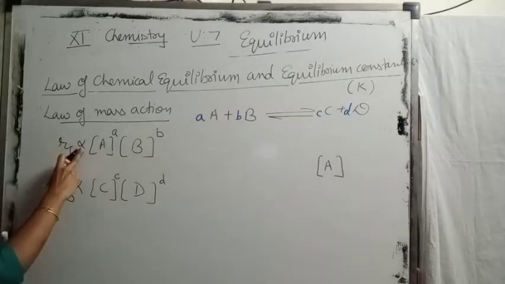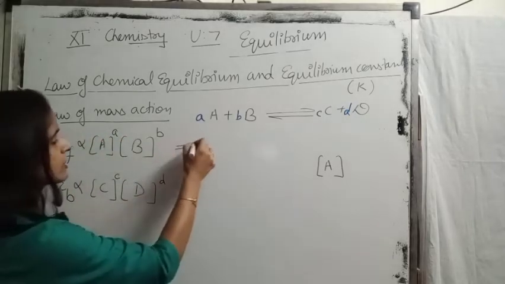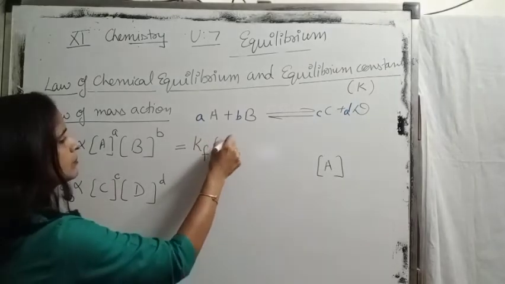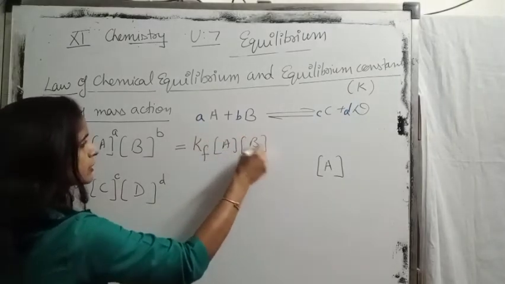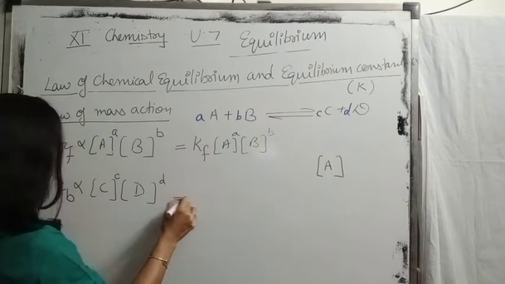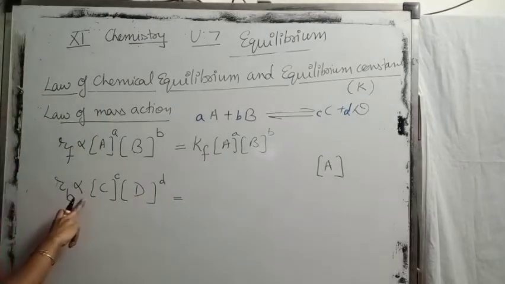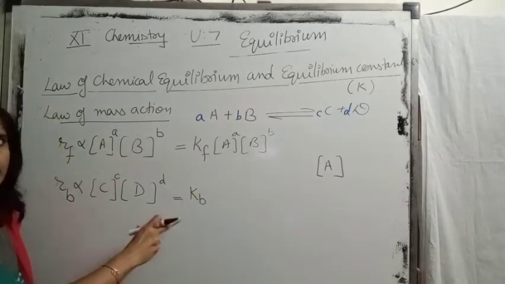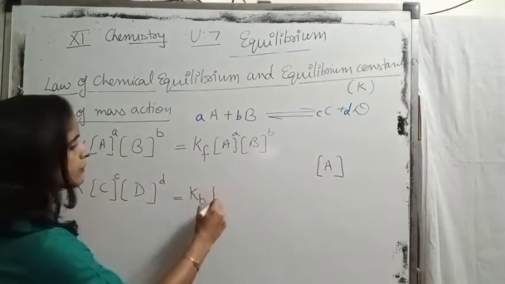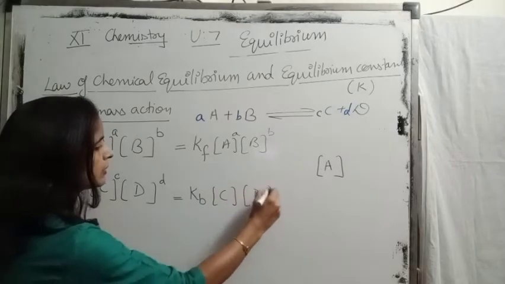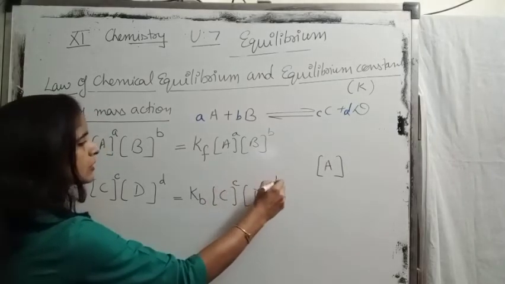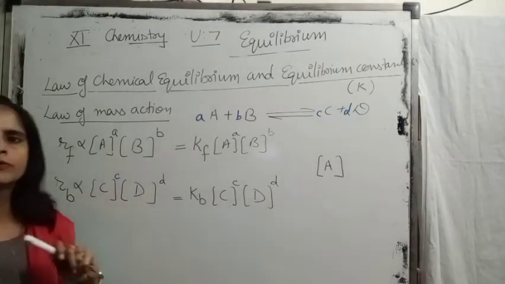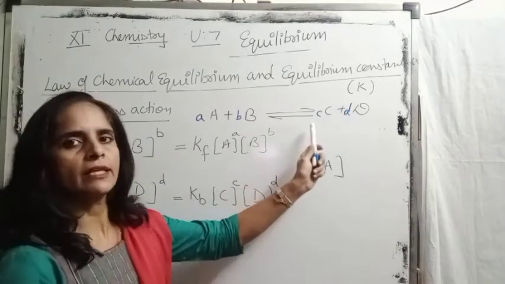If we remove the sign of proportionality, we would have a constant Kf for the forward reaction multiplied by molar concentration of A and B. Similarly, when I remove the sign of proportionality, a constant for the backward reaction, I represent it as Kb multiplied by C and D raised to the power their coefficients. So this is the representation of law of mass action for this general case.